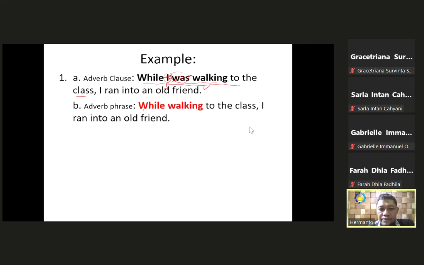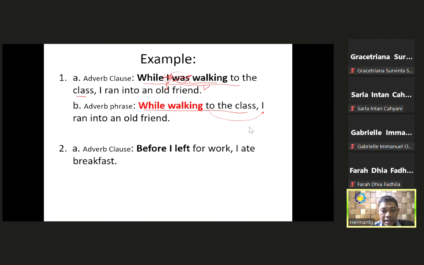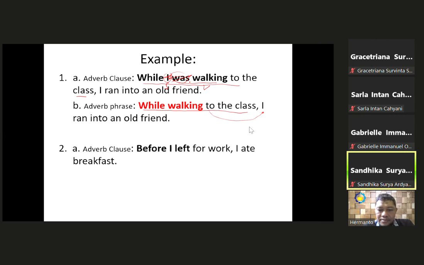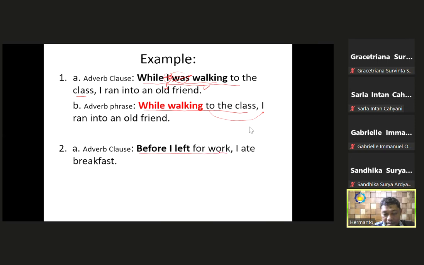So this is the adverb phrase. While walking to the class, who walked to the class? I. So "while walking to the class" modifies I, the subject. Next, "before I left for work, I ate breakfast." Which is the adverb clause? Of course, "before I left for work." Is there a to be here? No. So what you do, you remove the subject and change the verb into ing form.